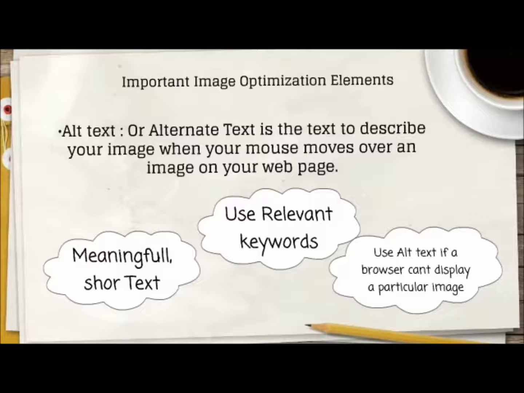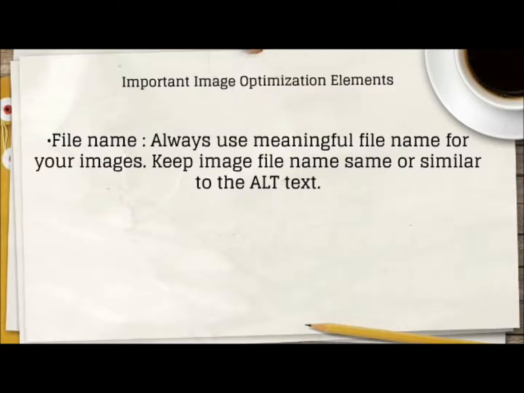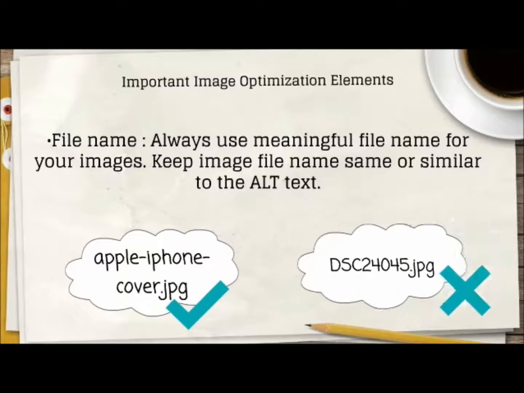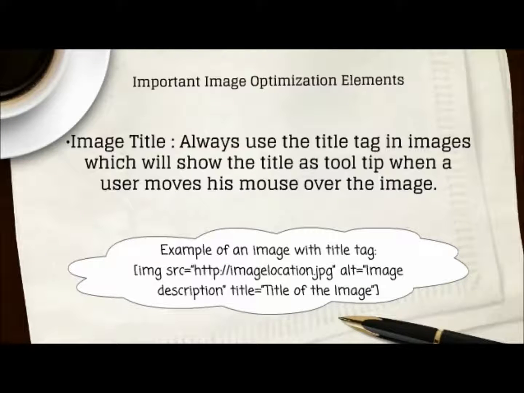Alt text. Alt text or alternate text is the text to describe your image when your mouse moves over an image on your web page. File name. Always use a meaningful file name for your images. Use names like apple-phone-cover.jpg instead of meaningless values. Keep the image file name similar to the alt text. Image title. Always use the title tag in images, which will show the title as a tooltip when a user moves his mouse over the image.